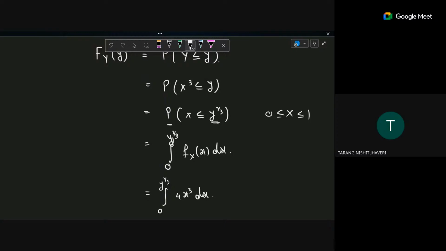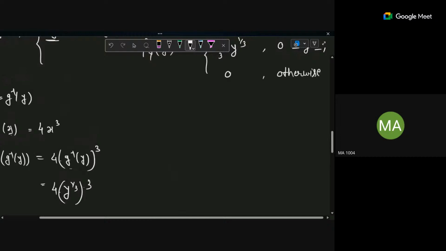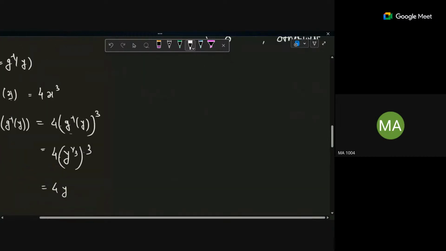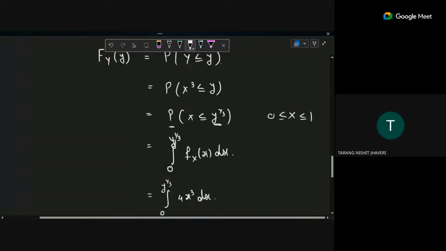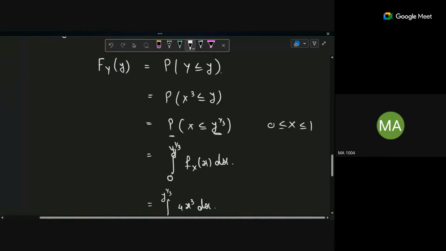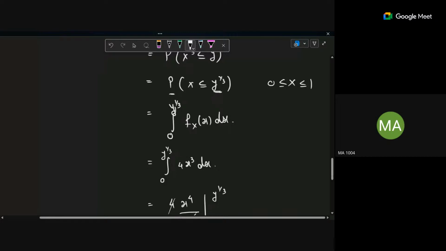But x can't go till y, right? If y is greater than 1, then x can't go till y, right? x cannot go beyond 1, right? And the range of y is defined based on x. So how can y go beyond x? Is it possible? y is defined as x cube, isn't it? Understood. So the restriction is on y, not on x.